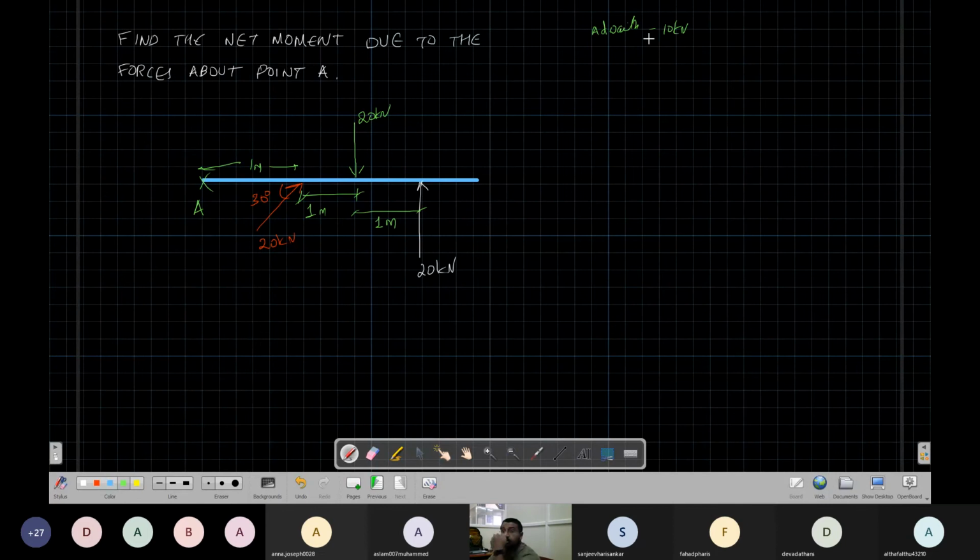Plus 10 kilonewton, Advait. Yes, sir. Okay, plus 10. So plus means anti-clockwise.